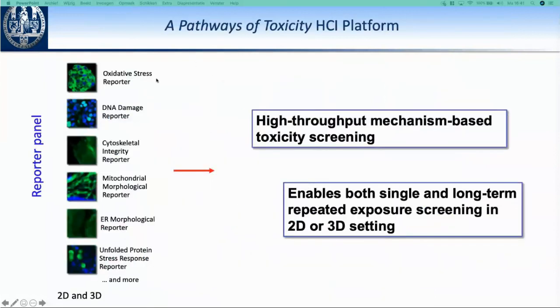So with this reporter panel, both in 2D and 3D, we can do high throughput mechanism-based toxicity screening, and it enables both single and long-term repeated exposure screening in 2D and 3D settings. As a next step, we also want to test these reporters in the hanging drop method that Sam just presented, so that we can also compare the different setups with each other.